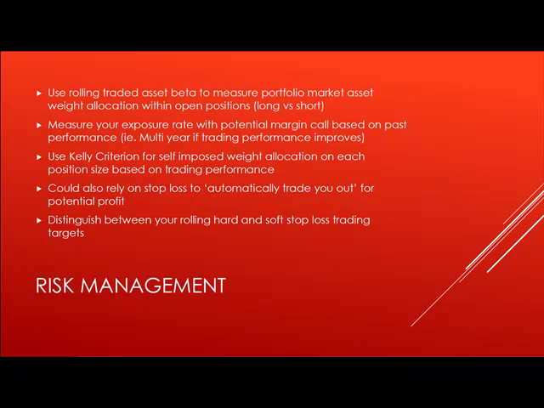Now, as part of that, we also have to include critical risk management. We use rolling traded asset beta to measure our portfolio market asset weight allocation within open positions. That's again, long versus the short. We measure our exposure rate with potential margin call based on past performance, as in multi-year for trading performance as it improves. We also use Kelly criterion for self-imposed weight allocation on each position size based on trading performance.